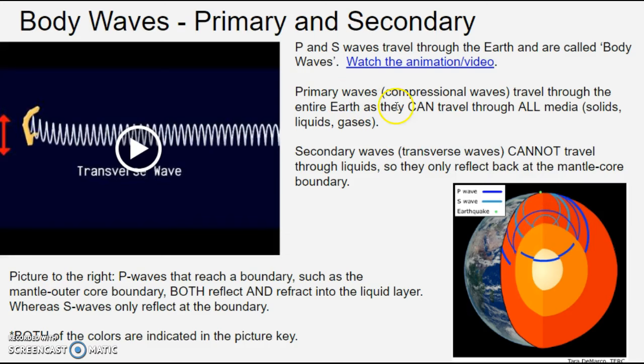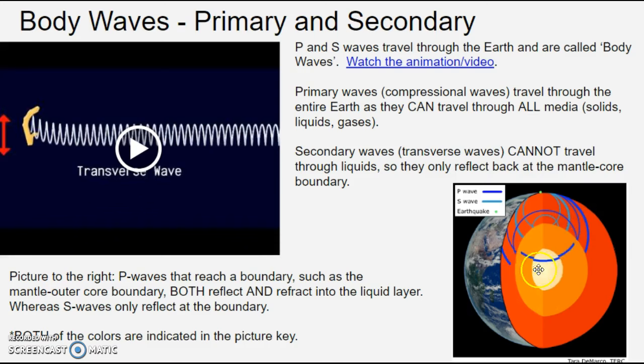Primary waves travel through all types of media. They can travel through solids, liquids, and gases, and that's relevant because remember, the liquid outer core is a very specific, let's just say a phase change, but primary waves can travel through it. Secondary waves, or transverse waves, cannot travel through liquids, and this is very significant. So they only reflect back at the mantle core boundary. Remember the mantle core, we're going to see this coloration here. We see some of these waves reflect back. Well, both primary and secondary waves reflect back, but secondary waves are unable to travel into the liquid or fluid outer core. Primary waves can travel through it.